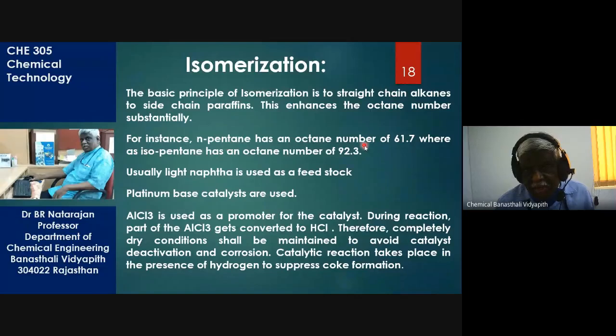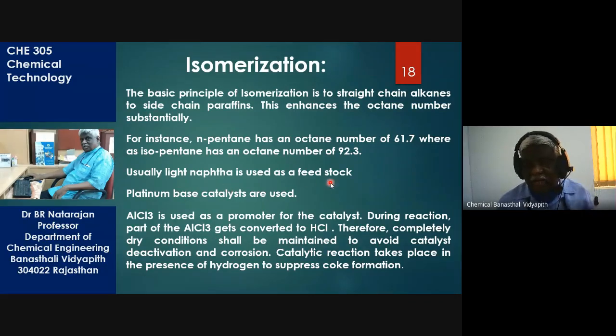Look at this. N-pentane has octane number of 61.7, normal pentane. That is CH3, CH2, CH2, CH2, CH3, 5 carbon pentane. Octane number is 61.7, whereas isopentane has octane number of 92.3. Fantastic. So my iso compounds have more octane number than normal alkane. Isoalkane has more octane number than normal alkane. That's why I want to do isomerization. I don't want pentane in my product, I want isopentane. I don't want butane, I want isobutane, right?